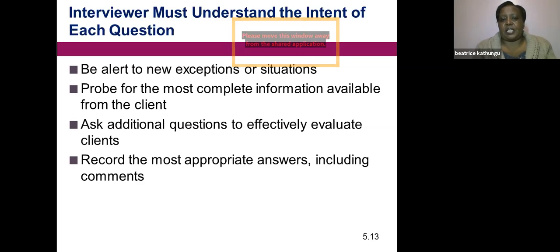So don't be in a hurry. Take your time so that the client gives you the information that is most complete. You're free to ask additional questions so that you effectively evaluate the area you're interviewing about. And of course, record the most appropriate answers, including any comments that may be useful. And when you're recording the comment, you need to record the question against those comments so that the comments can be tied to the specific responses.